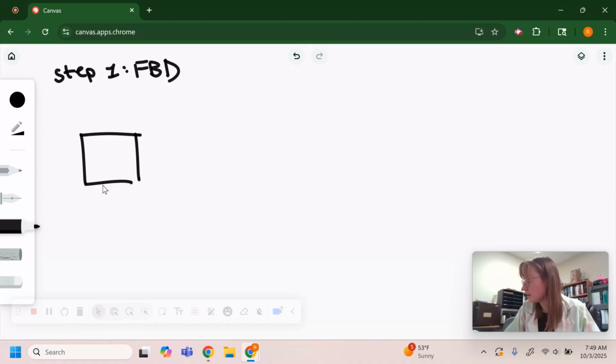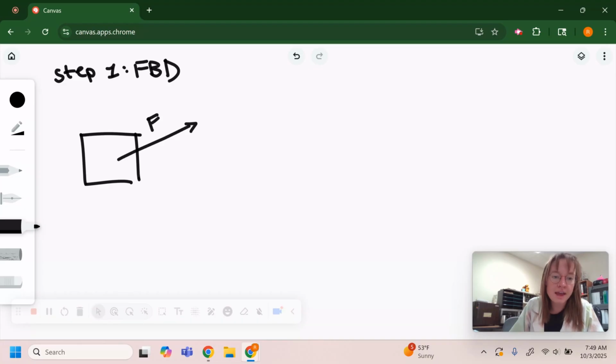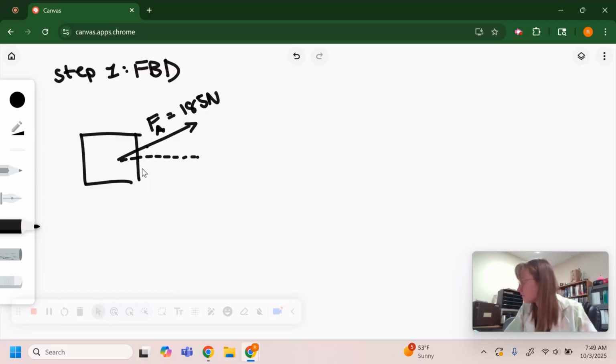And, let's see here. The student is pulling with a force of 185 newtons at an angle of 25 degrees above the horizontal. I'm going to draw a force vector for the student's force like this. And this force, I'm going to call it FA, where A just stands for applied force. The force that the student is applying is 185 newtons. And the student is applying this force at an angle of 25 degrees above the horizontal.